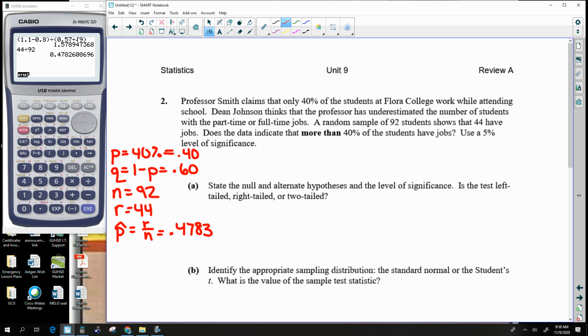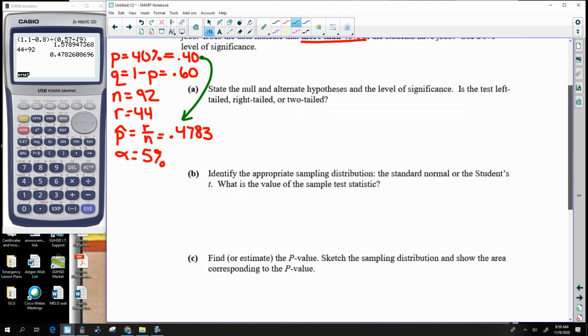Okay, and we want a 5% level of significance to show, is it more than 40%? Again, if you're unsure what that means, we are going from 40% to 47%. So I think the probability is going to be greater than 40%.